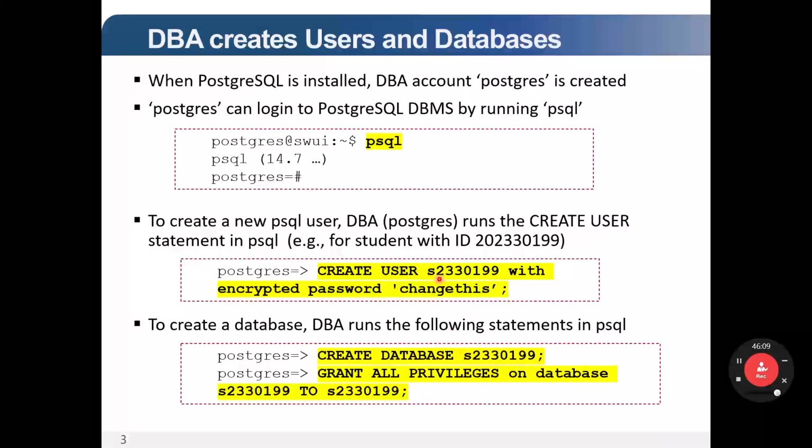the user ID. The database name doesn't have to be equal to the user ID, but for simplicity, I just use the same name for the database. After creating a new database, the GRANT ALL PRIVILEGES command gives permission to access this database to this particular user. Then this user, S23 blah blah blah, can access a database named S23 blah blah blah.